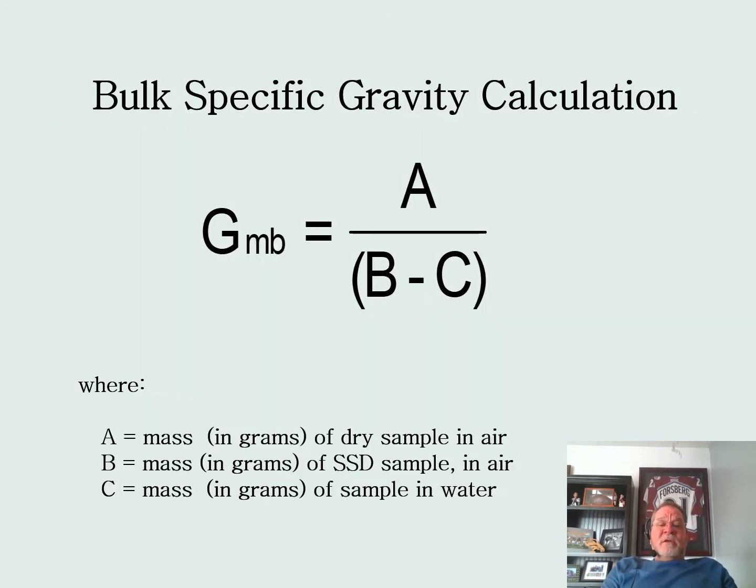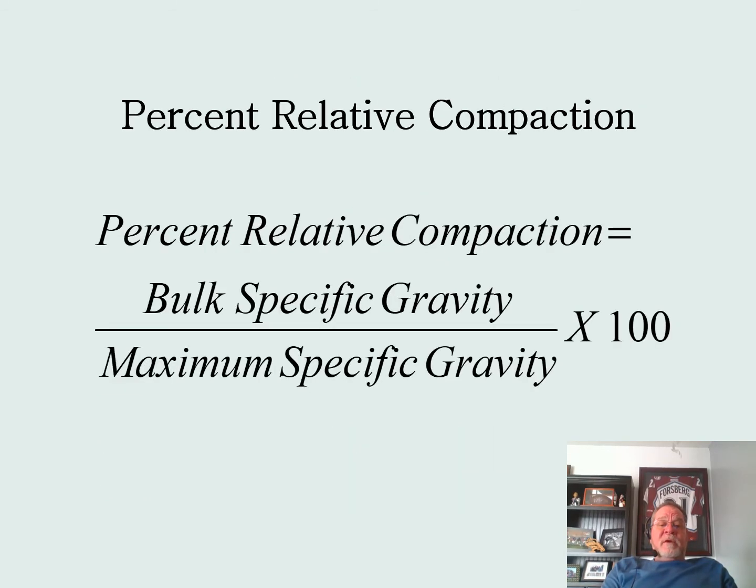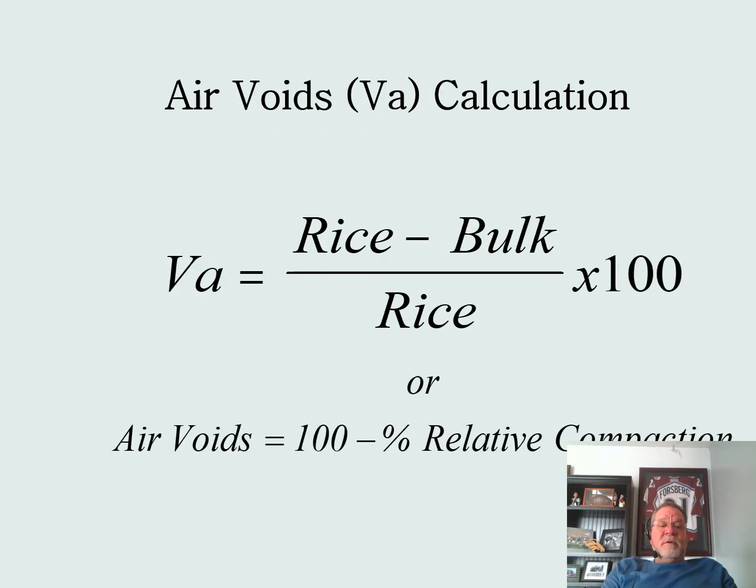The calculation to determine bulk specific gravity is the mass of the dry sample in air divided by the mass of the sample in air minus the mass of the sample in the water. We have to figure out percent relative compaction. It's the bulk specific gravity divided by the maximum specific gravity, or the Rice value. Air voids is the Rice value minus the bulk, divided by the Rice, times 100.